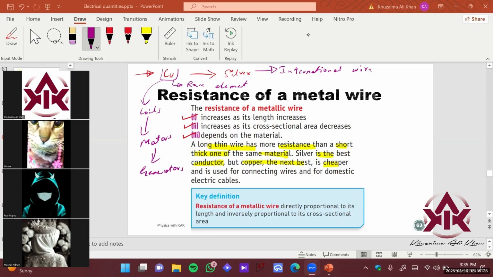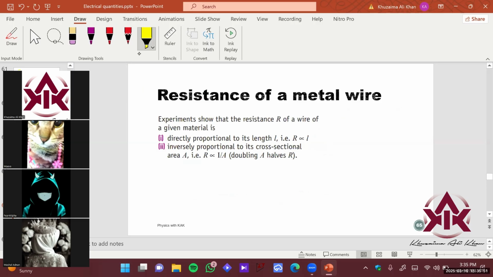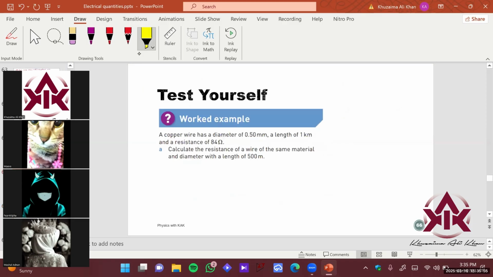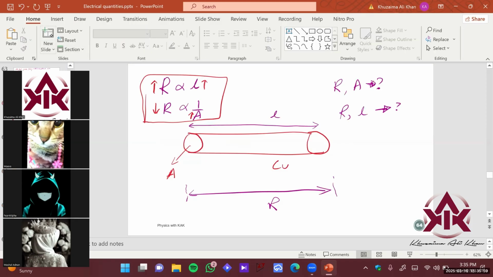Now let's go on. The resistance of a metallic wire is directly proportional to its length and inversely proportional to its cross-sectional area. This is a summary here. So now if I want to write down a summary here, let me just write the summary first.